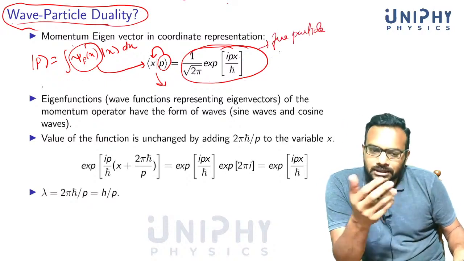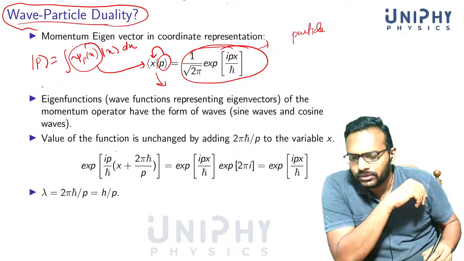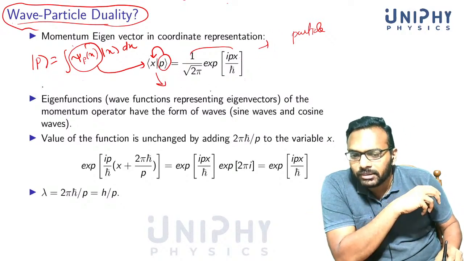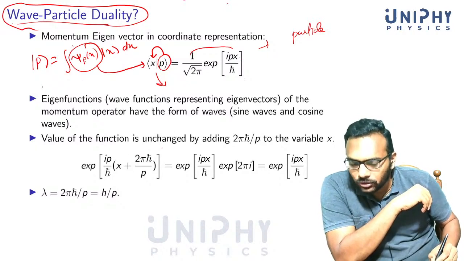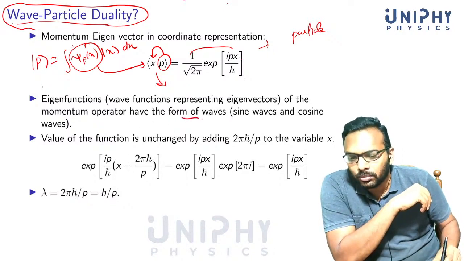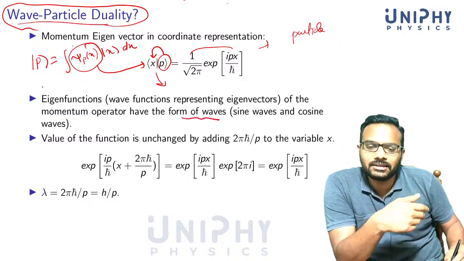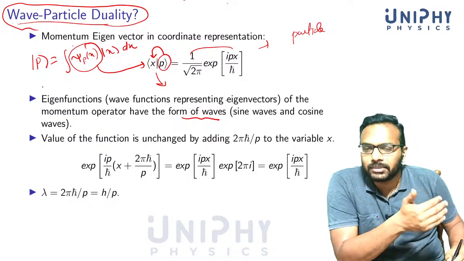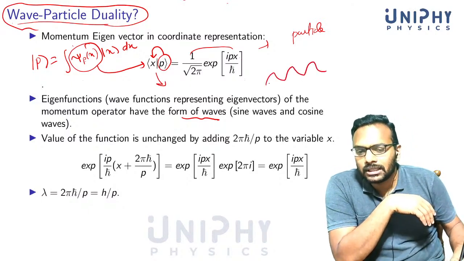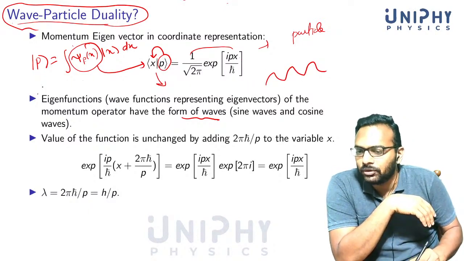This is also a free particle solution. We won't go into the details there. But if you look at this momentum eigenvector in coordinate representation, you see that it looks like a wave. It has the form of waves. If you expand this, you get cos px by h cross plus i sin px by h cross, and if you draw only the real part, it's a plane wave.